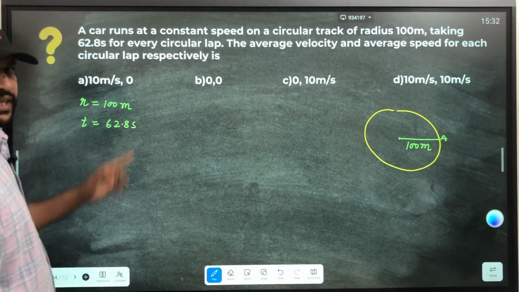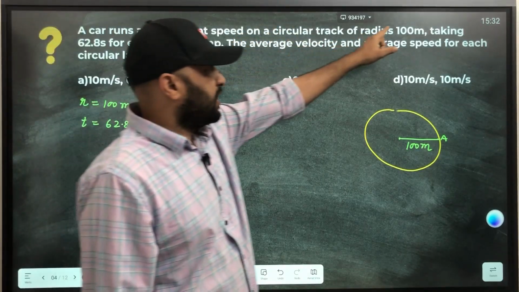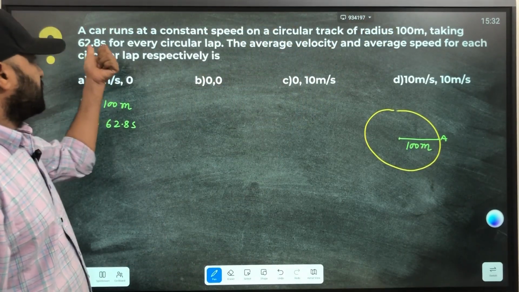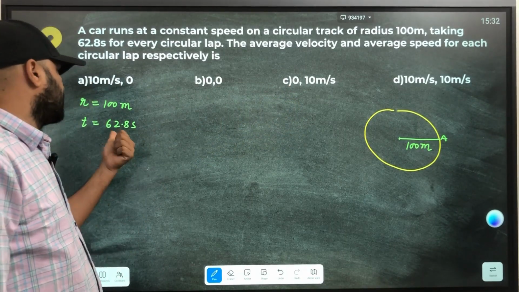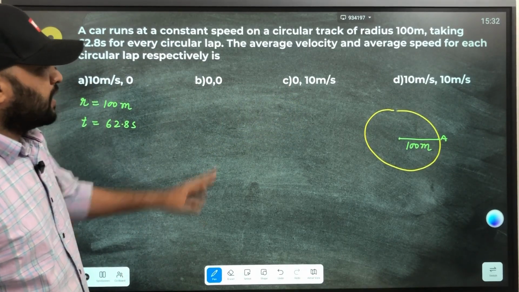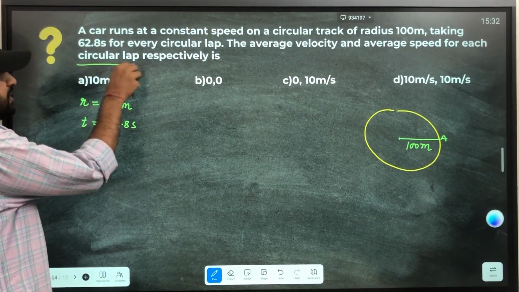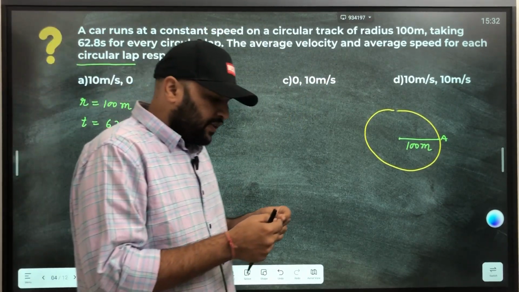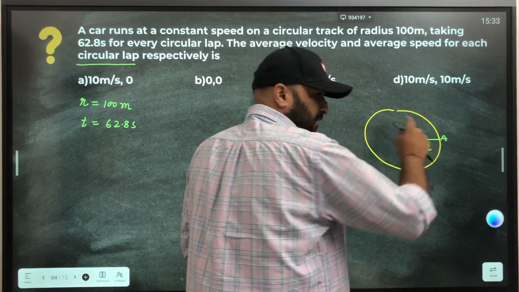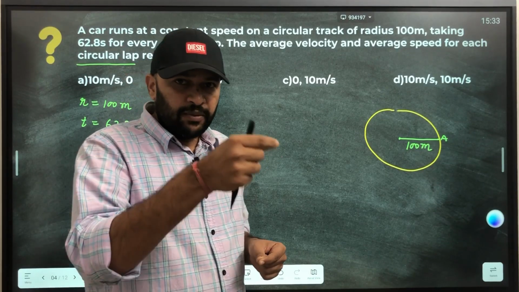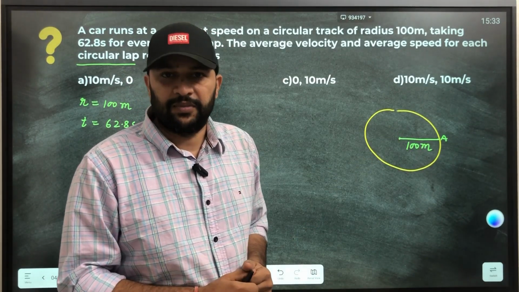Let me read the question once again for you. A car runs at a constant speed on a circular track of radius 100 meters, taking 62.8 seconds for every circular lap. For every turn, it is taking 62.8 seconds. Find the average velocity and the average speed of the car for each circular lap. Now, if it is traveling each circular lap, it is coming back to its initial position, right? If the final position and initial position are the same, it simply means displacement is 0, right?